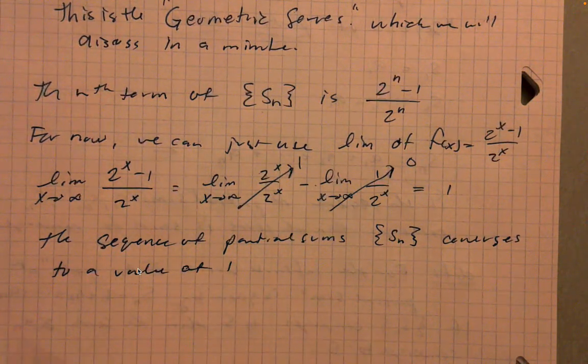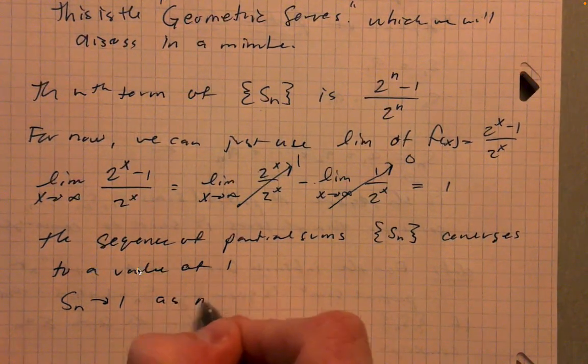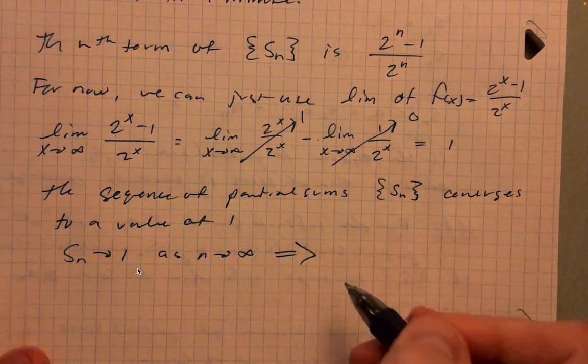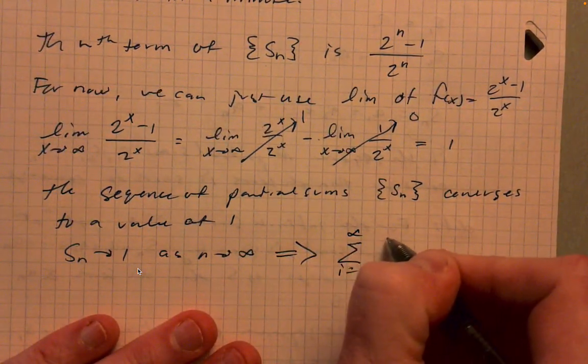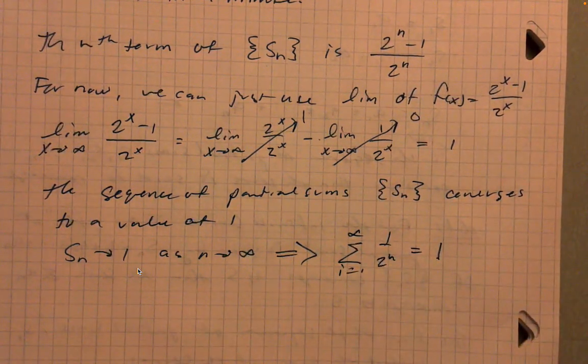Okay, so S of n goes to 1 as n goes to infinity, and so that implies that the series from n equals 1 to infinity of 1 over 2 to the n also converges, and the sum of this infinite series is 1. Okay, so that's the basic idea, right?